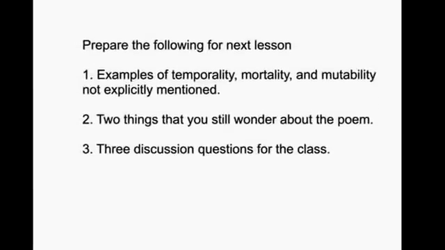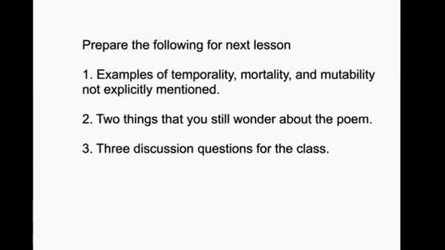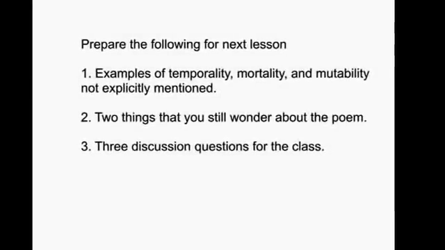So what I'd like you to do for the next lesson is the following. Have a look through the poem and find specific examples of temporality, or how he plays with temporality, mortality and explorations of mortality, and examples of mutability or immutability that I didn't explicitly mention in this video. I'd then like you to write down two things that you still wonder about the poem. So it could be two questions that you'd like to be clarified, or two things that interest you about the poem but that you don't feel were quite elaborated upon.